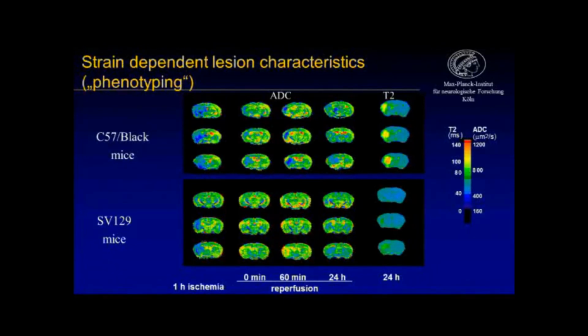Then we reopened and we observed this over time, and just look at in the T2 maps the chronic situation after 24 hours. With the SV129 mice, we hardly see any lesion left at this time point, whereas when we look at the C57 black 6, we see a very pronounced severe lesion after 24 hours. So depending on what model you use, even though you use the same protocol, you may get different effects. What is this based on?